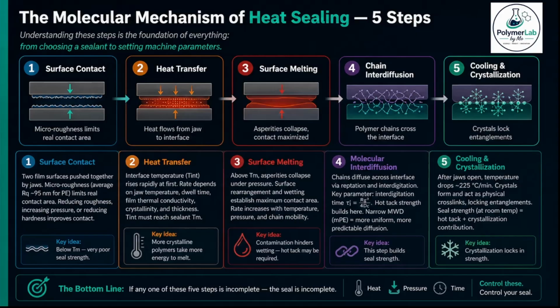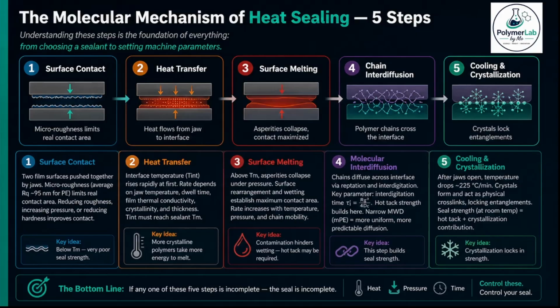Step 3, surface melting and rearrangement. When the interface temperature reaches the melting point of the sealant, the surface asperities collapse under the applied pressure. The polymer surface spreads and wets the opposing surface. Maximum contact area is established. This step is also hindered by surface contamination, oil, grease, product residue, which is why hot tack strength is sometimes specified even when the product is not on the seal line.